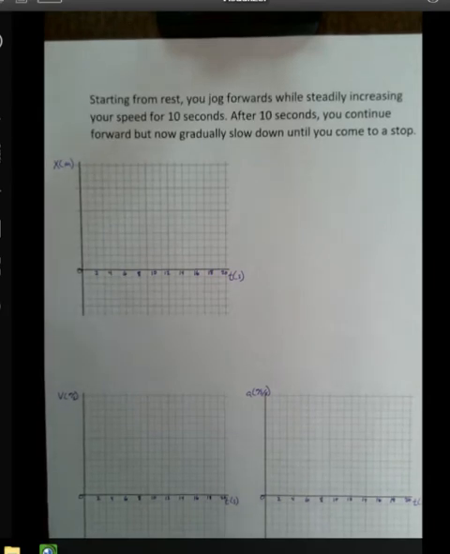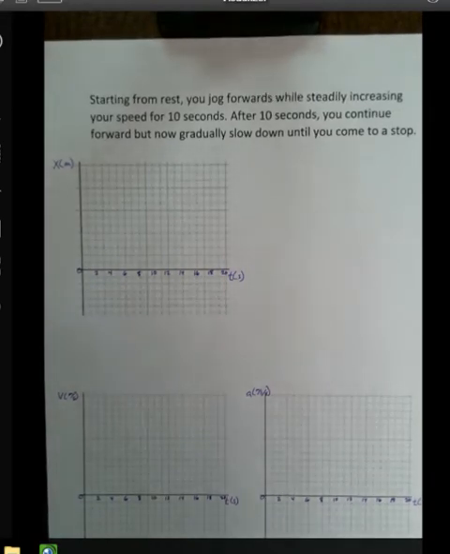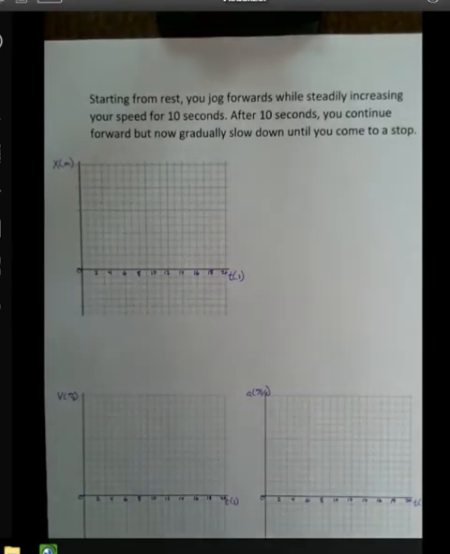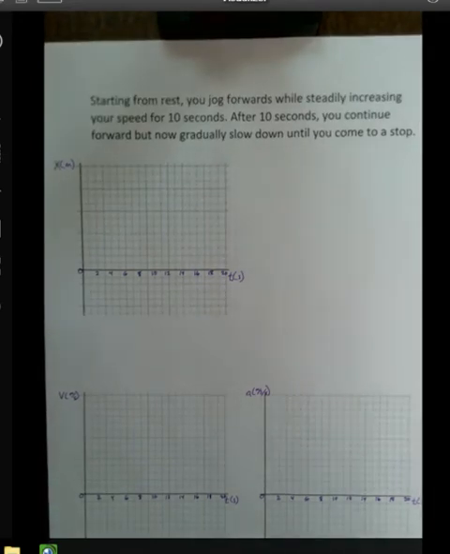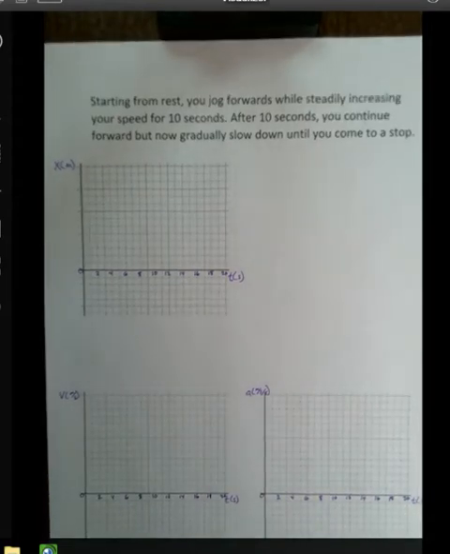Hello, I'd like to work on some graphical and pictorial representations for the constant acceleration model today. So I have a situation here. Starting from rest, you jog forwards while steadily increasing your speed for 10 seconds. After 10 seconds, you continue forward, but now gradually slow down until you come to a stop.